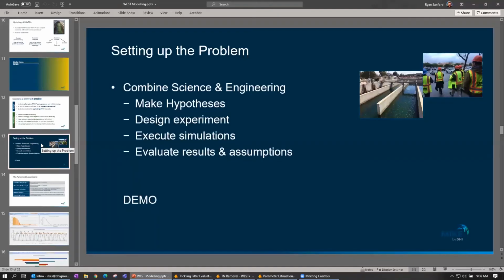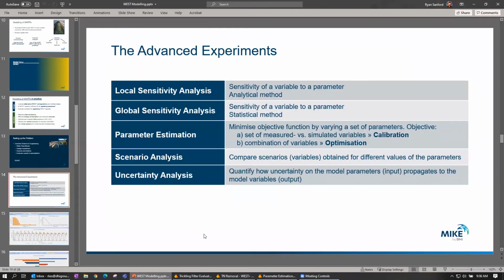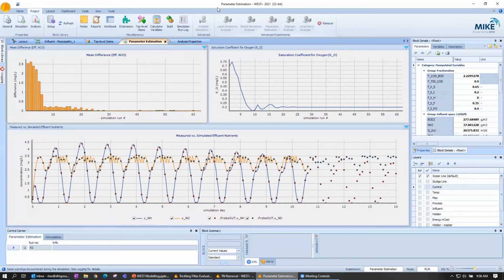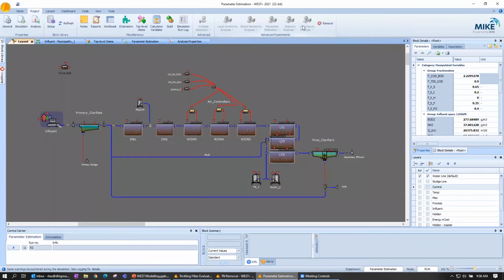Okay, so that's how we set up the problem in that project. In this other project, we're going to look at these more advanced experiments. You're not supposed to see the results yet. We've got these 5 advanced experiments that we can use in WEST, and this is the model for that second case study that Ann mentioned.